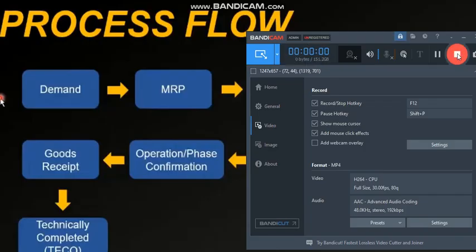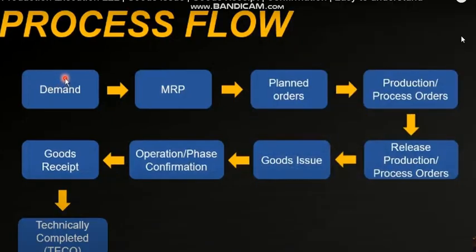Cycle, it basically starts with the creation of a demand and ends with the technical completion of the production order or the process order. So the first step is basically to create a demand, since we are planning to go with the MRP. If MRP is not needed, you can actually skip all these steps and directly go to the creation of the production orders. Since it also talks about the planned orders created through MRP, let's start with the demand creation.